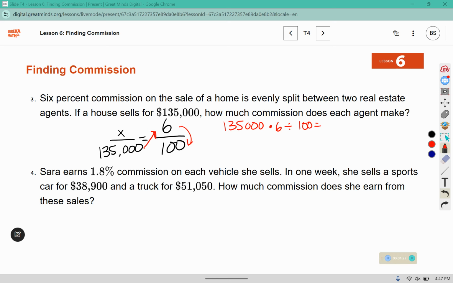$135,000 times 6 divided by 100 is $8,100 in commission, but that is split between two people. That phrase split can be used as a division problem. So each real estate agent is going to earn $4,050 for a sale of a house that's $135,000.